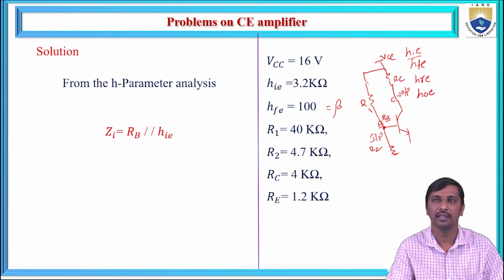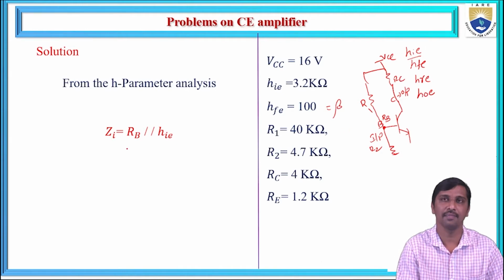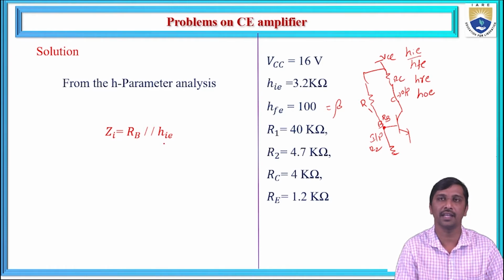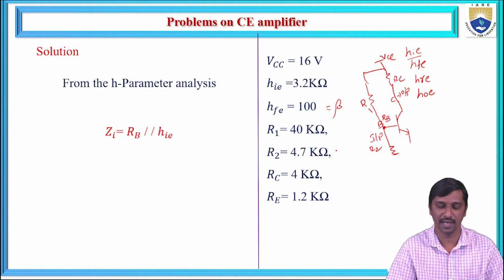So here, in the internal H parameter model, that is the input impedance. Based on that, if you want to calculate the total input impedance, that is the parallel combination of your base resistance and the H parameter input impedance. For this case, first we need to calculate how much base resistance is offered. To determine this base resistance, based on the circuit analysis and the design parameters, they use the voltage divider network.